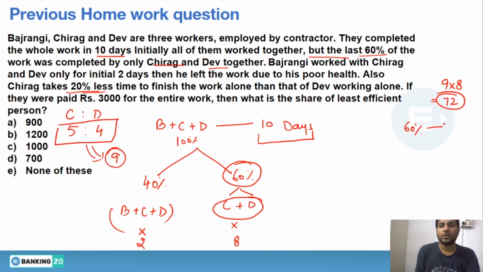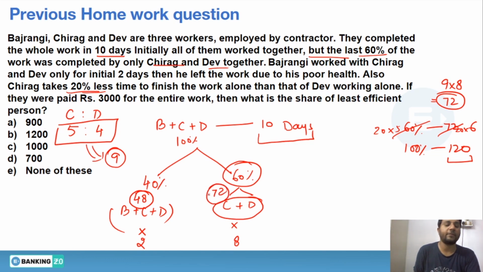So 100% would be equivalent to 120, because 12 times 5 is 60, and if you multiply it with 20, you'll get 100%. So we have got 100% work, which is 120. That means the initial 40% work was equivalent to what? 48. So initial 40% is 48, and the rest of the 60% will be equivalent to 72.